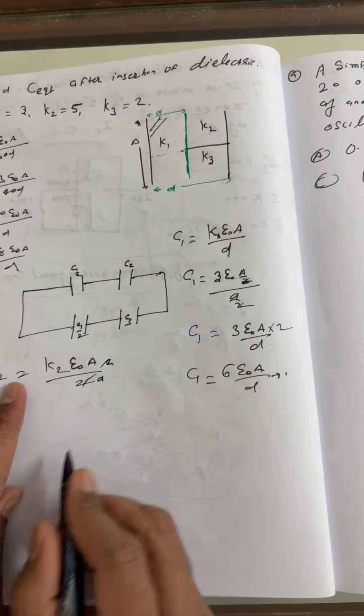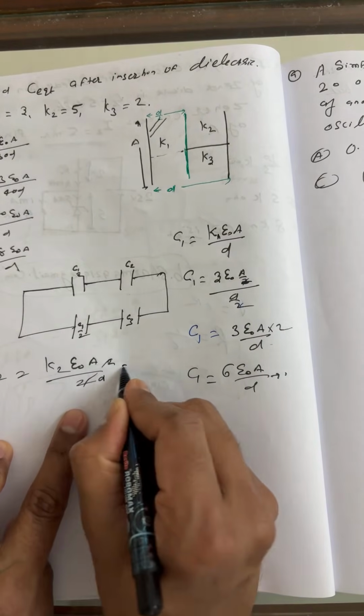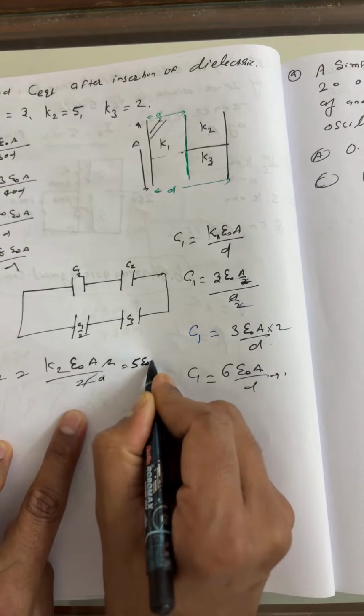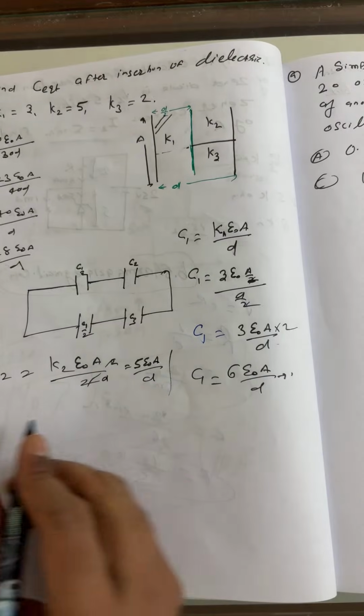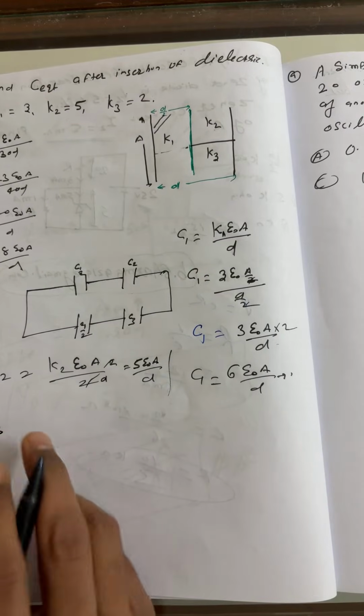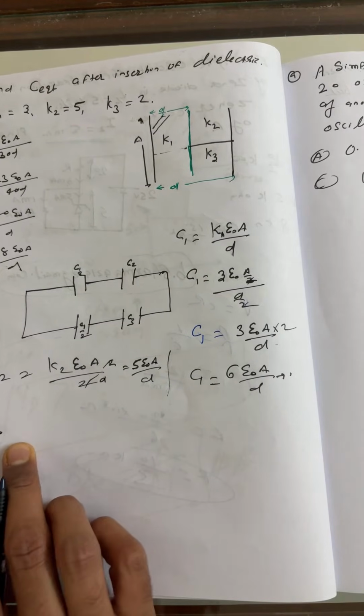You can tell beta this is cancel. And K2 is what? 5. You can write here 5 epsilon naught into A by D. 5 epsilon naught beta into A by D. Right, my dear.